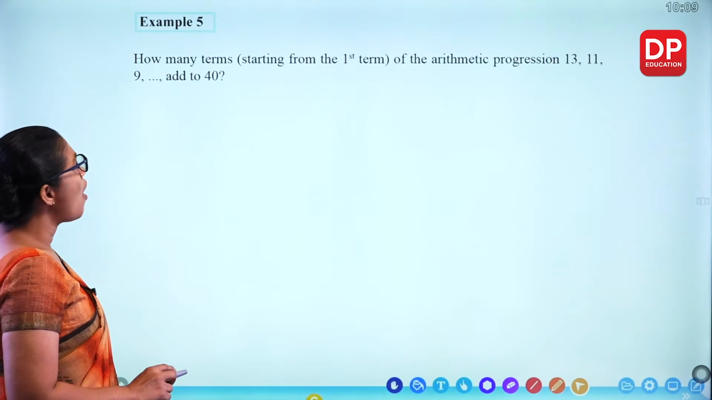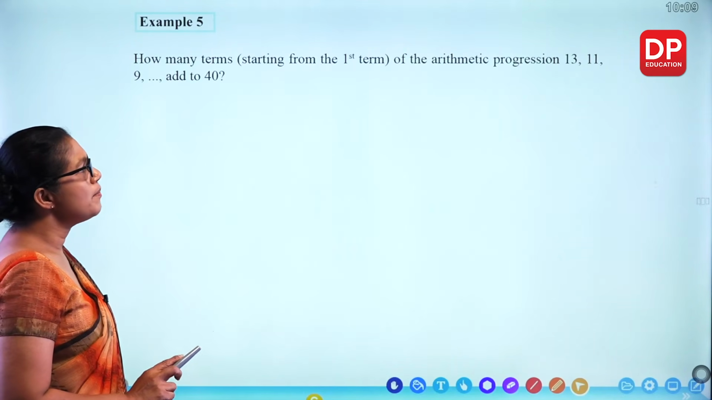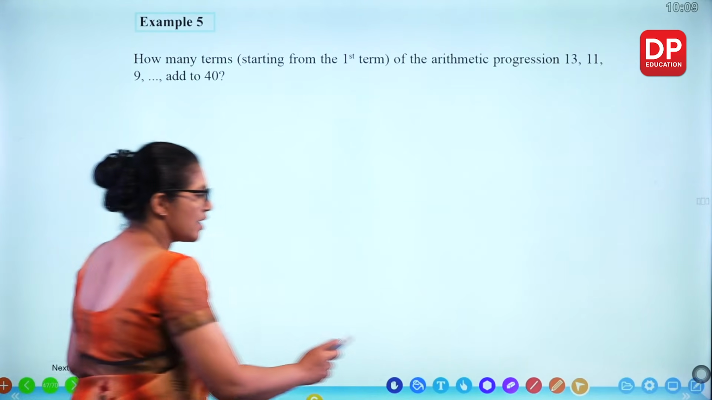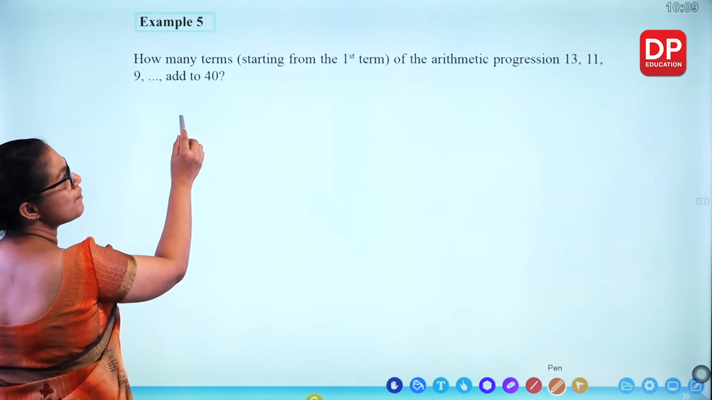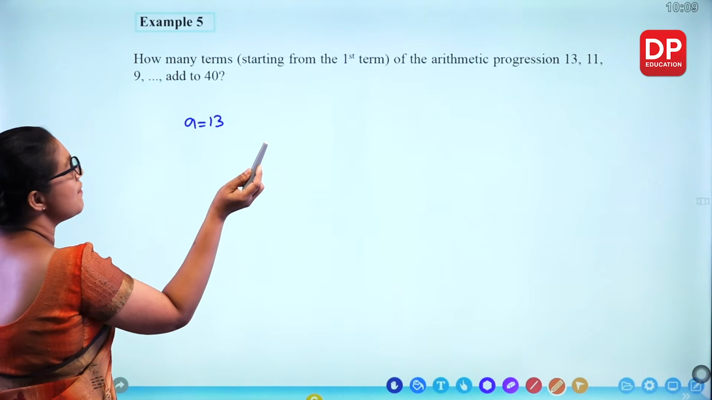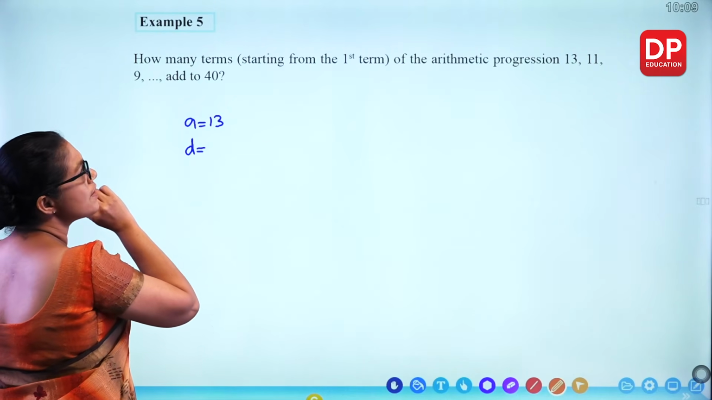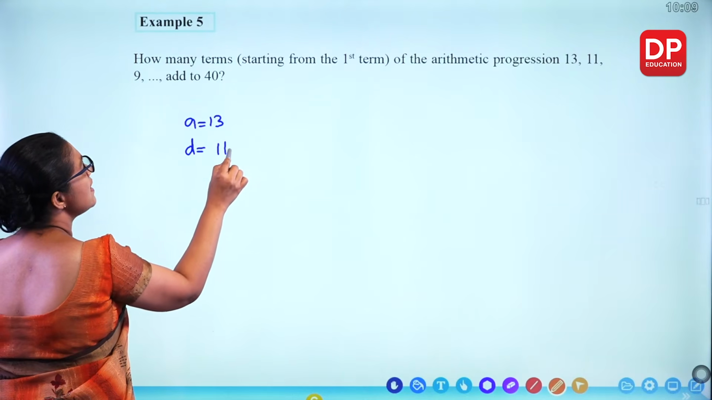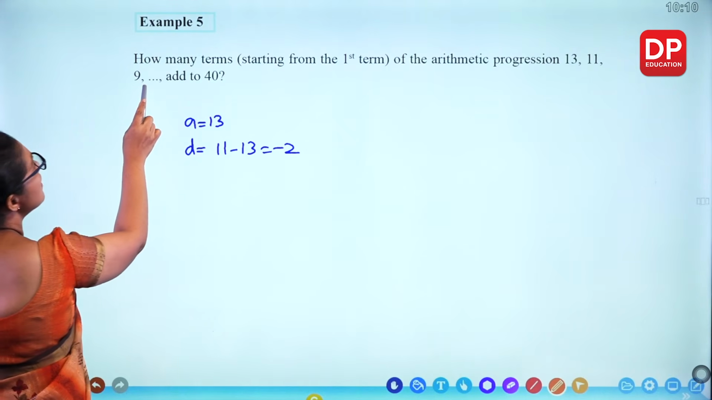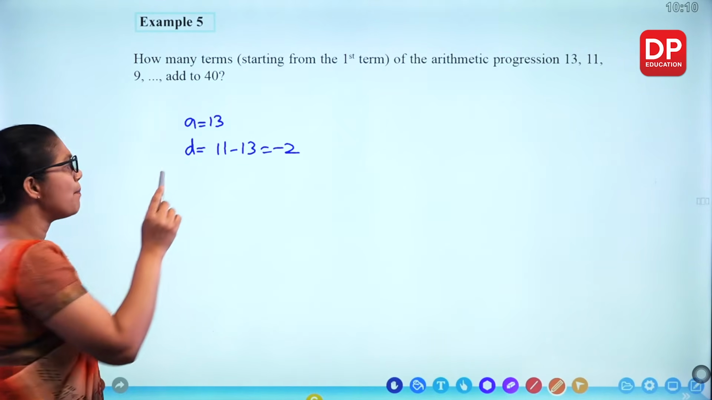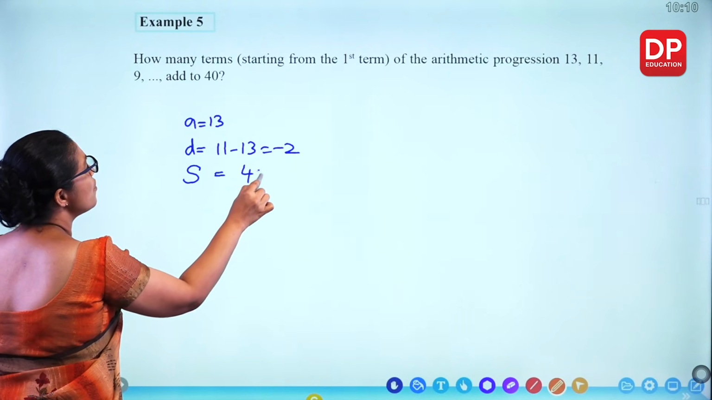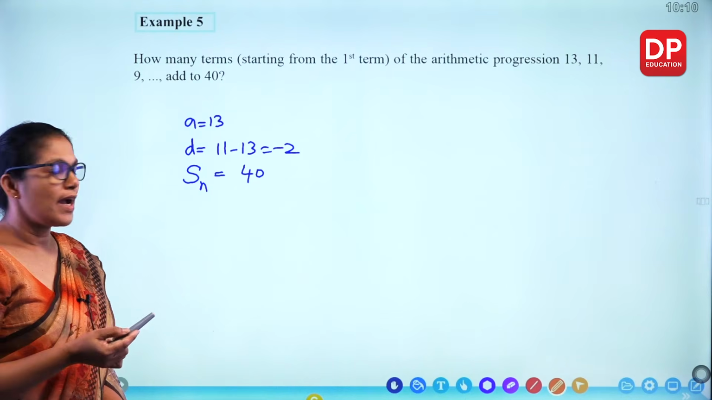Example 5. How many terms starting from the first term of the arithmetic progression 13, 11, 9 add up to 40? So here you have given the first term as 13 and second term is 11. So what's the difference? Difference you can find 11 minus 13, that's minus 2. So up to 9. Here we don't know the last term, but sum is given 40 and we don't know n. So you are asked to find n.